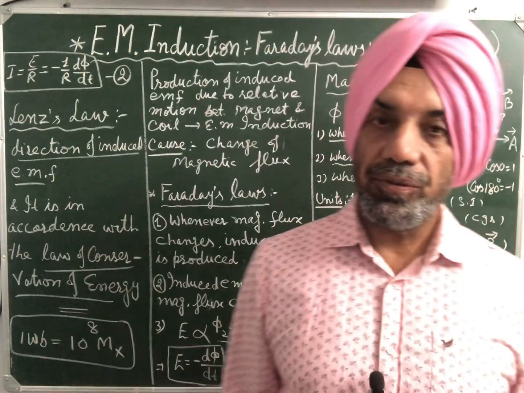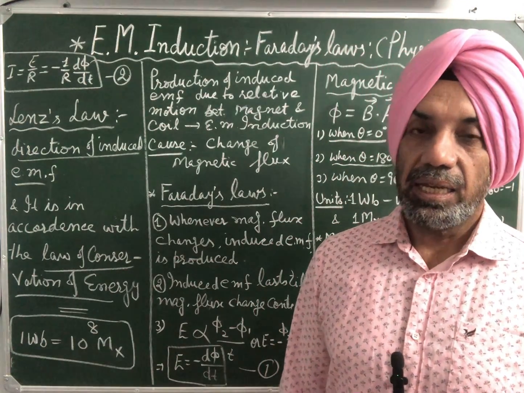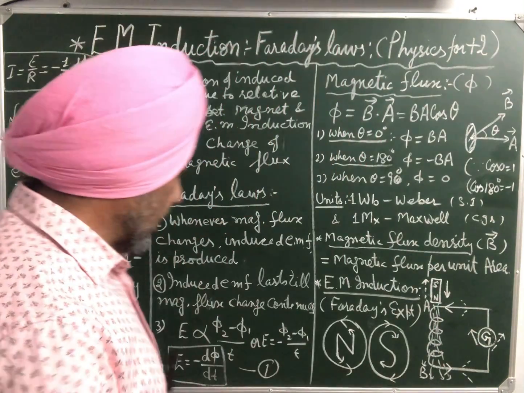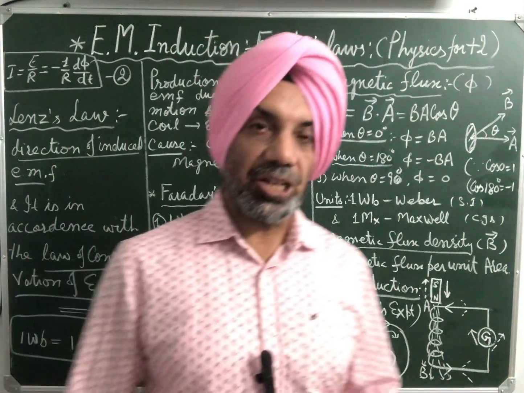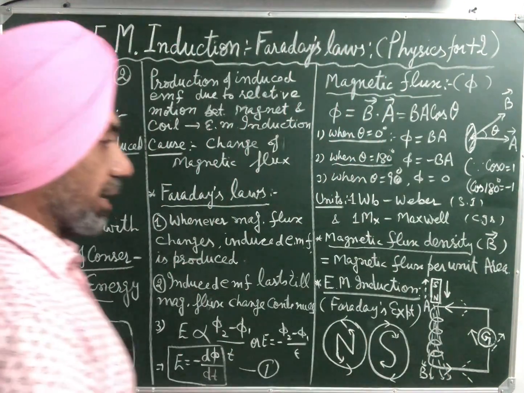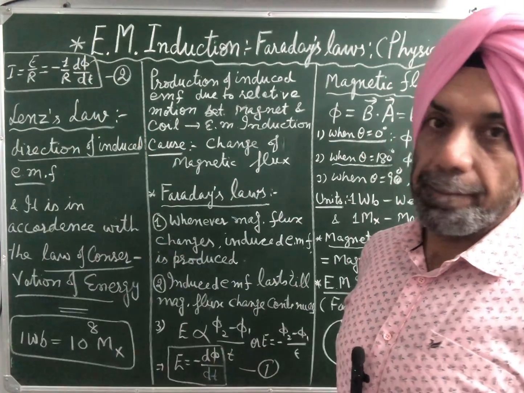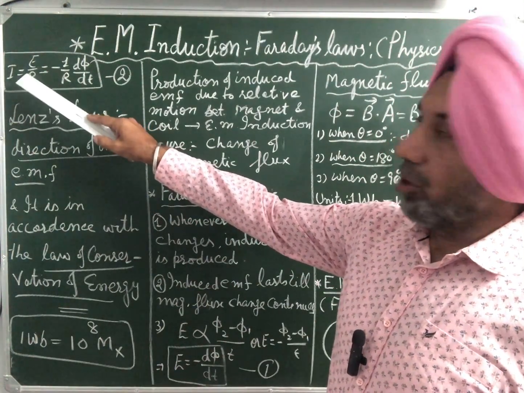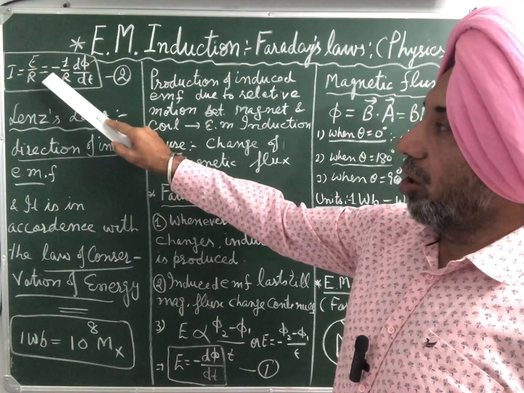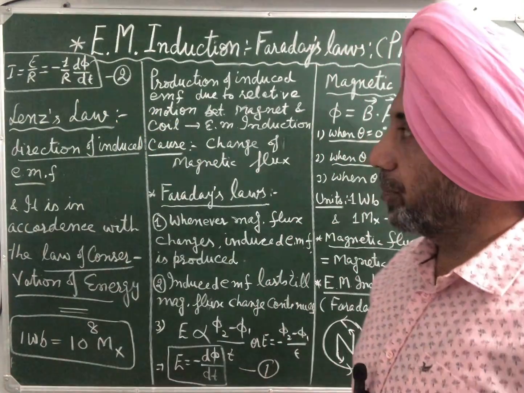So the magnitude of induced EMF so produced due to change in magnetic flux is directly proportional to the rate of change of magnetic flux. And the negative sign indicates that it is of opposing nature. This is Faraday's third law of electromagnetic induction. Then current: according to the induced EMF, I is equal to E by R, or minus 1 by R d phi by dt.